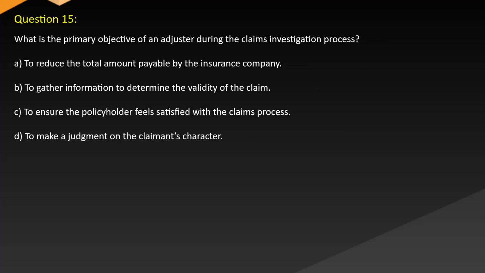Question 15. What is the primary objective of an adjuster during the claims investigation process? A. To reduce the total amount payable by the insurance company. B. To gather information to determine the validity of the claim. C. To ensure the policyholder feels satisfied with the claims process. D. To make a judgment on the claimant's character.